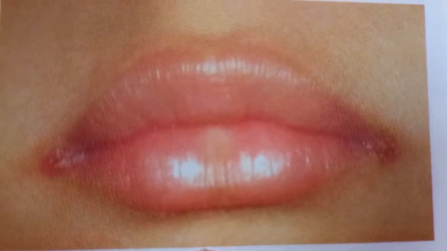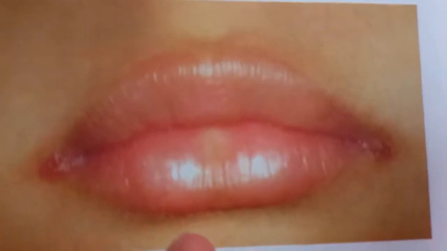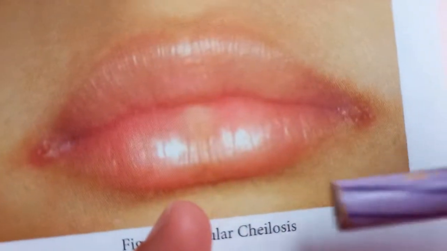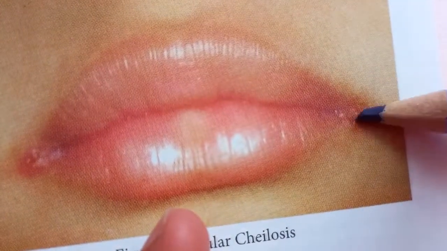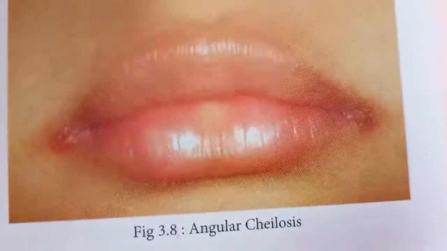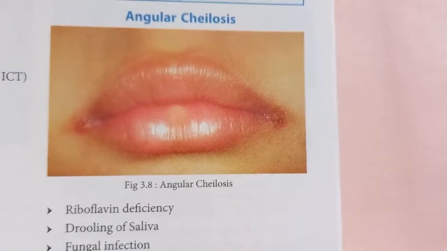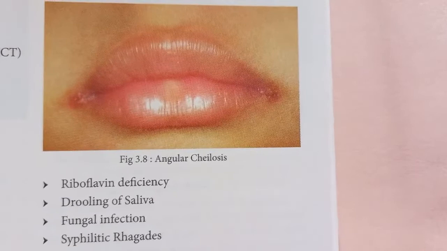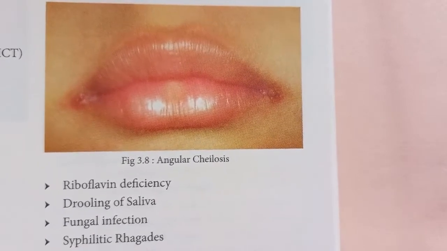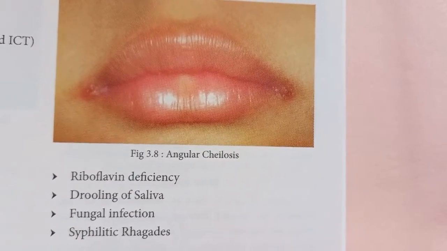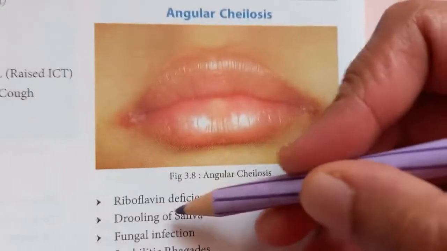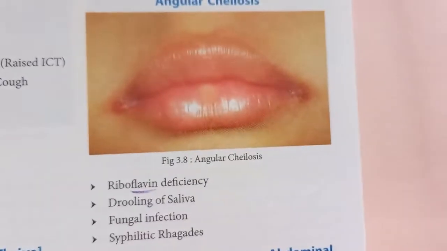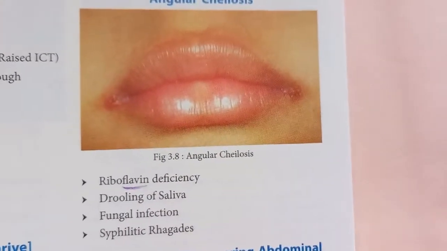What are you seeing here? Let me show you here. This place. This is the angle of the mouth, isn't it? What are you seeing here? Cheilosis. What is cheilosis? So angular cheilosis, the differentials are riboflavin deficiency, drooling of saliva, fungal infection, syphilitic rhagades. So let's go with some deficiency, that which will not remember. Riboflavin, that is vitamin B2, isn't it?